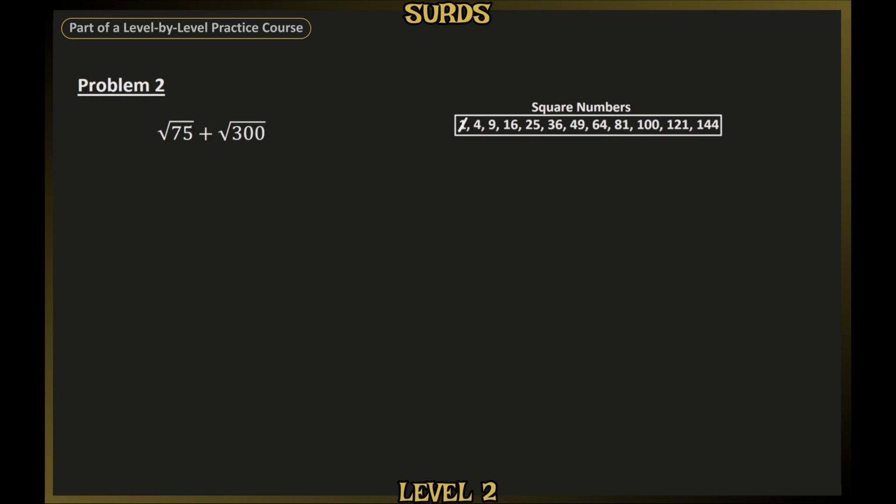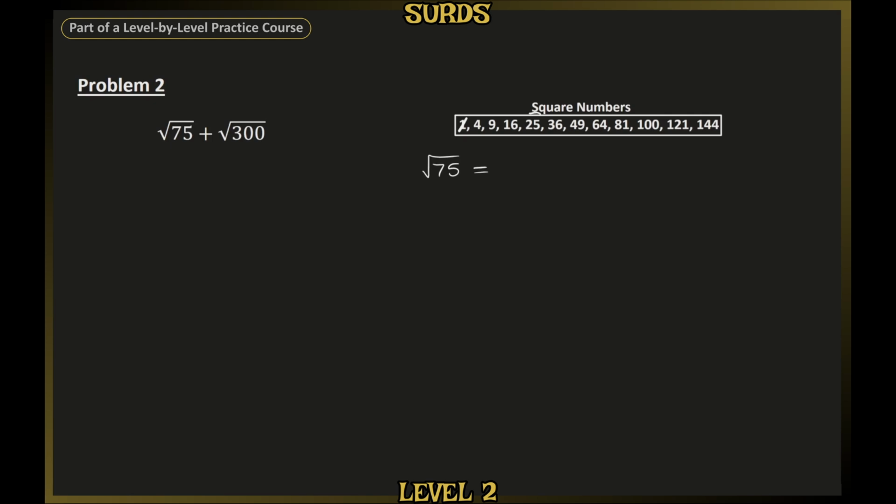In problem 2, we're simplifying the square root of 75 plus the square root of 300. And again, what we need to do is simplify each of these surds independently so that they have the same surd part, and then collect them together. So starting with the smallest of the surds, which is the square root of 75, we want to find two numbers that multiply to make 75, where one of them is on our list of square numbers.